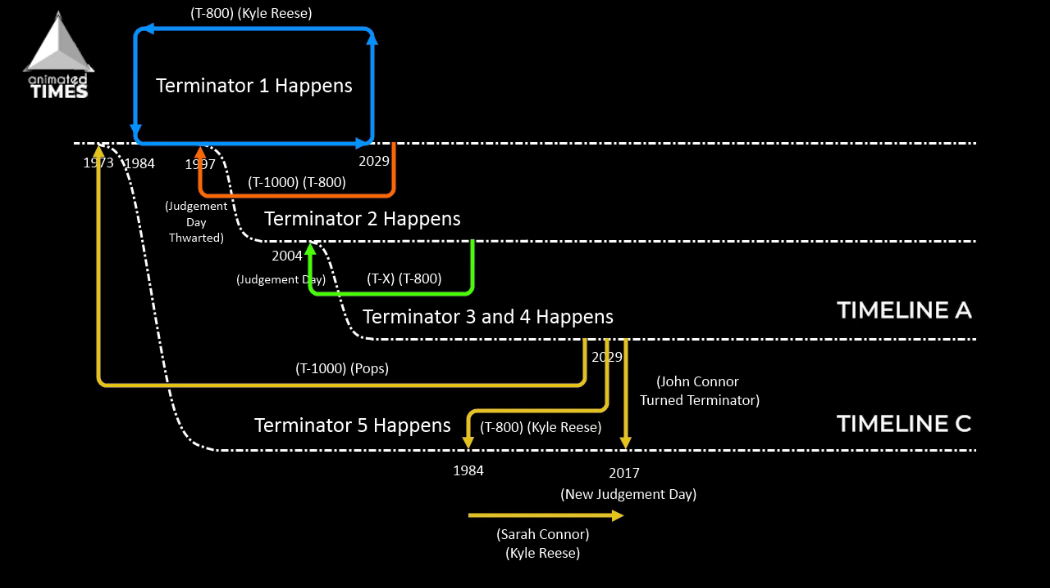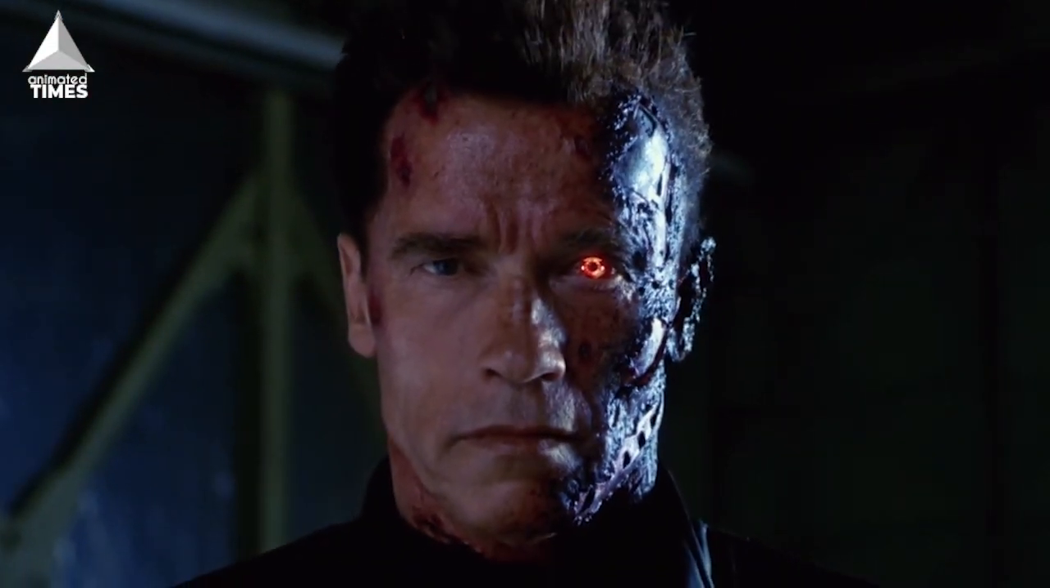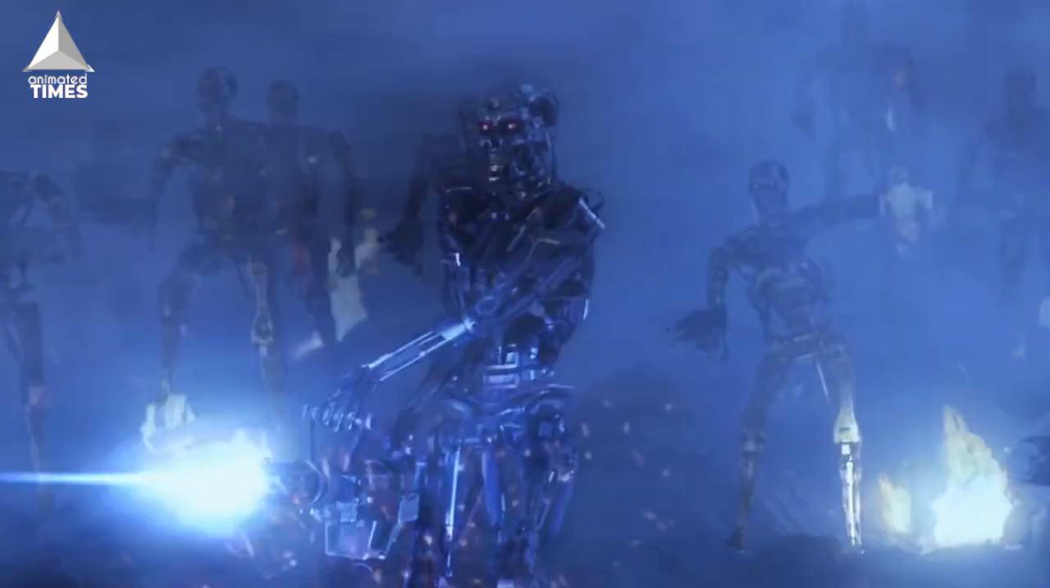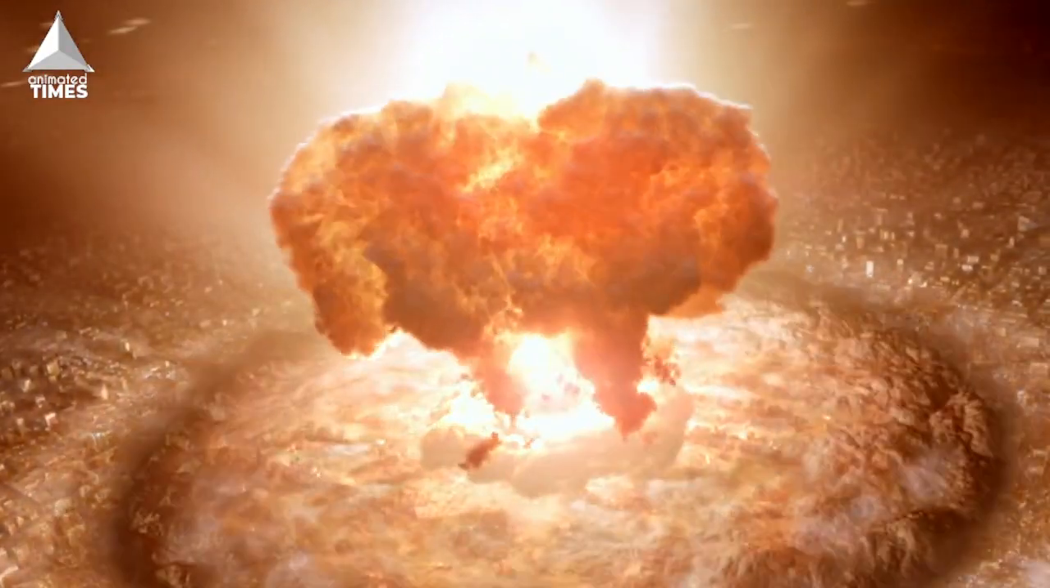We have two movies in this timeline, T3, Rise of the Machines, and Terminator Salvation. Now let's go with the first one, Terminator 3, Rise of the Machines. You see, in this movie, sadly for Sarah and John, all their efforts and sacrifices didn't prevent Judgment Day as they hoped. They had only managed to delay it. Fast forward to 2004, Sarah has died, and John is living in hiding and is scared of the future and what it has in store for him.